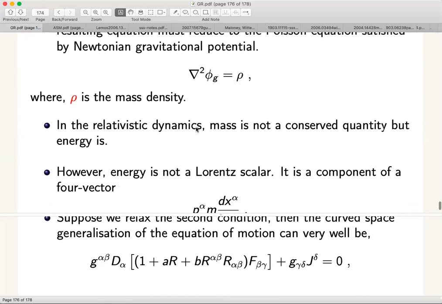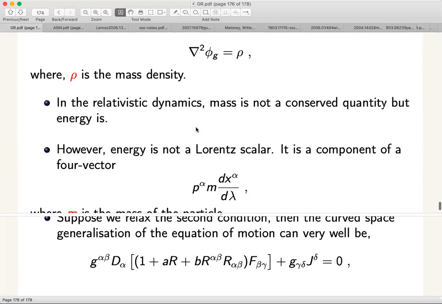The only problem is that energy itself is not a Lorentz scalar. Even if it is a conserved quantity, in the sense that if you are looking at time independent configurations, then the energy of the total configuration would be conserved, with respect to Lorentz transformations energy itself is not a scalar. So what you would want to do is to write down a 4-vector.